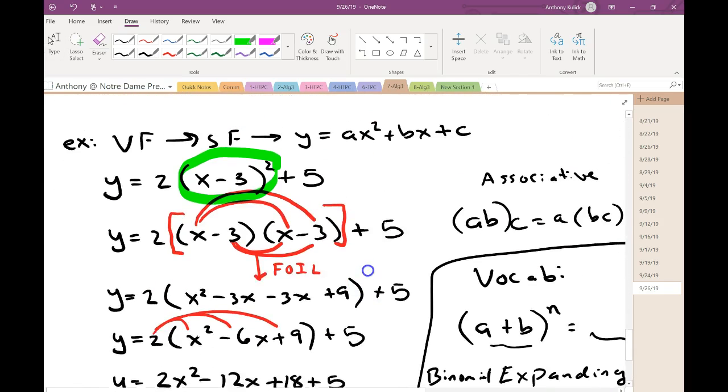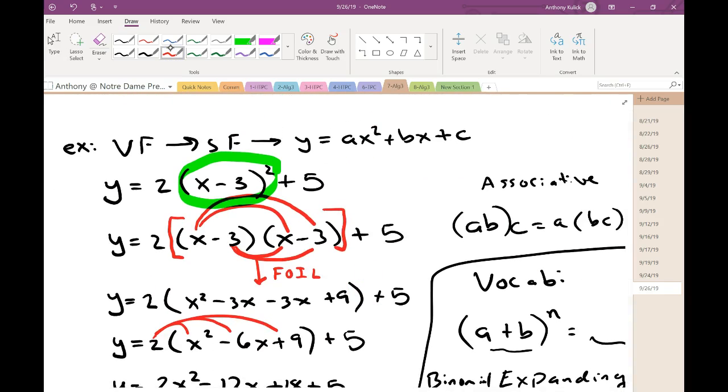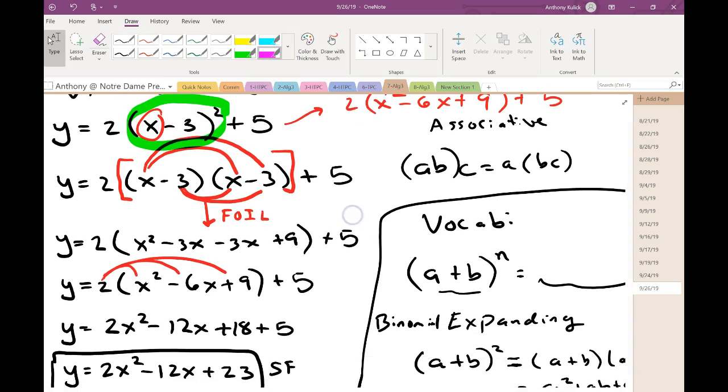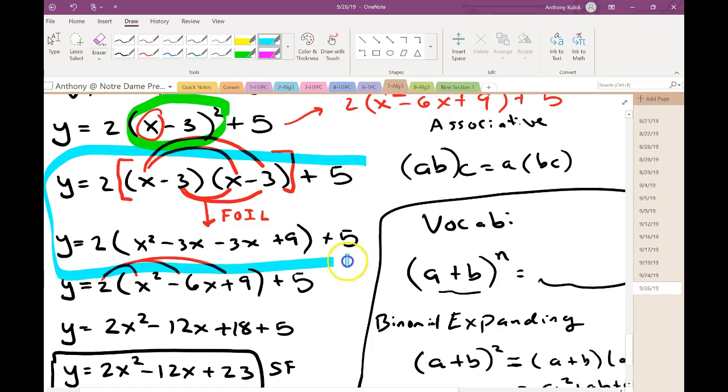So if I go back to the same problem and I used the formula here, I'd have the 2 on the outside still, and then I'd have a squared plus 2 times x times negative 3. So 2 times x times negative 3 is negative 6x. Plus b squared, negative 3 squared is 9. So what it did is it allowed me to skip all of that.